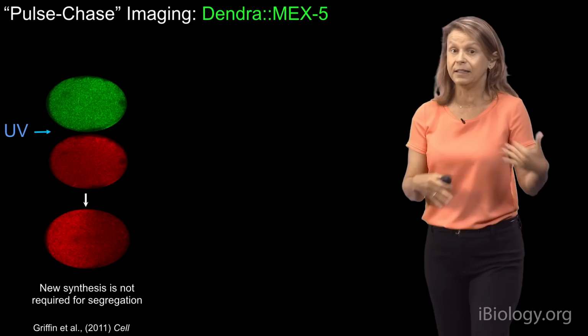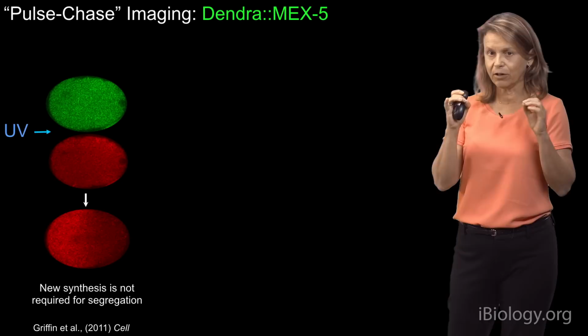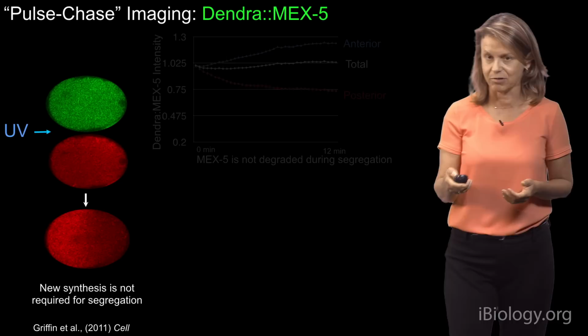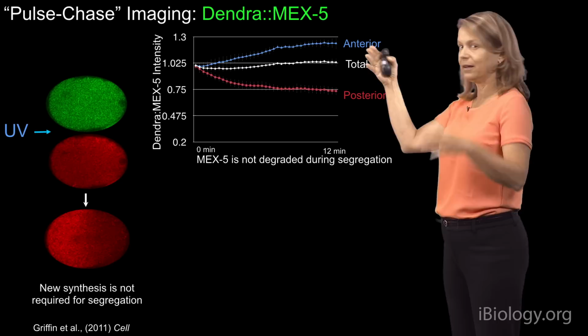So that was interesting. Next, he measured very carefully the amount of protein that existed at the beginning, before polarization, and at the end, after polarization. And what he found is that basically nothing changes. The total amount of protein doesn't change. What changes is that the amount in the anterior goes up and the amount in the posterior goes down.